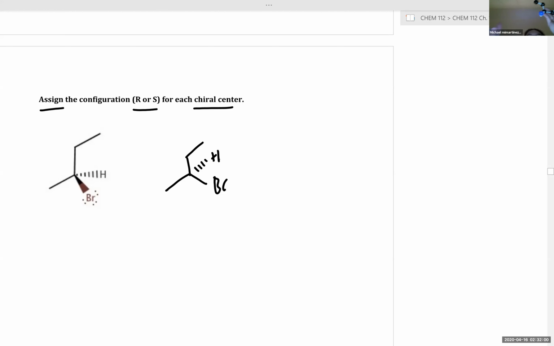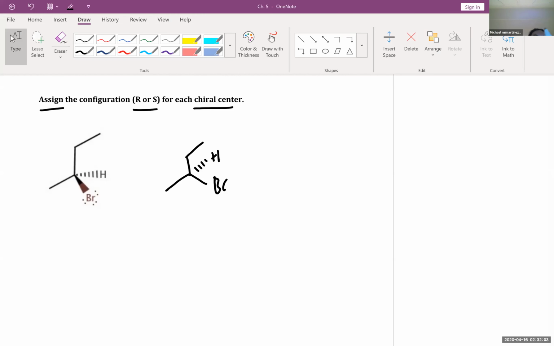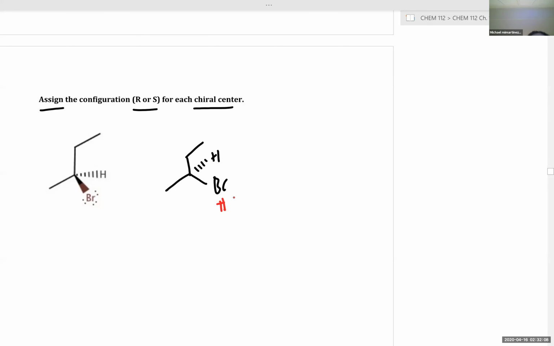Now let's assign priority numbers. Hydrogen's easy because it's always going to be the lowest priority. Bromine gets a 1. What is the next highest priority group? If we had to pick between B and C, which group gets the next highest priority number? Yep, the ethylene, exactly right. Does everyone understand why B gets priority number 2? Okay, perfect. C gets priority number 3.